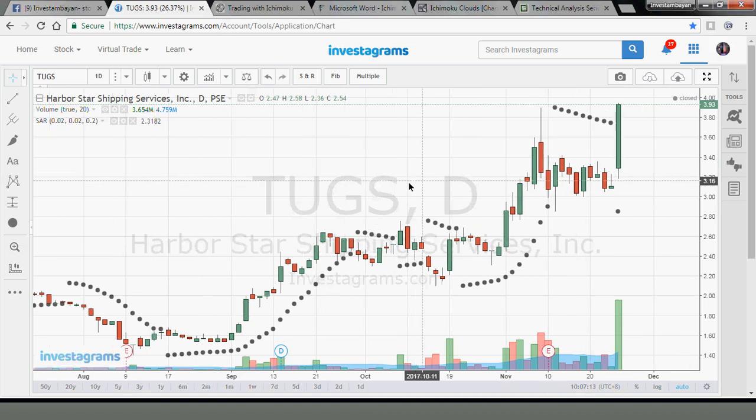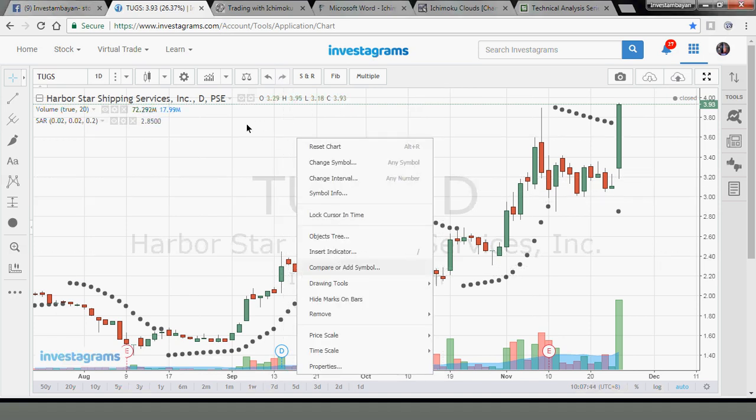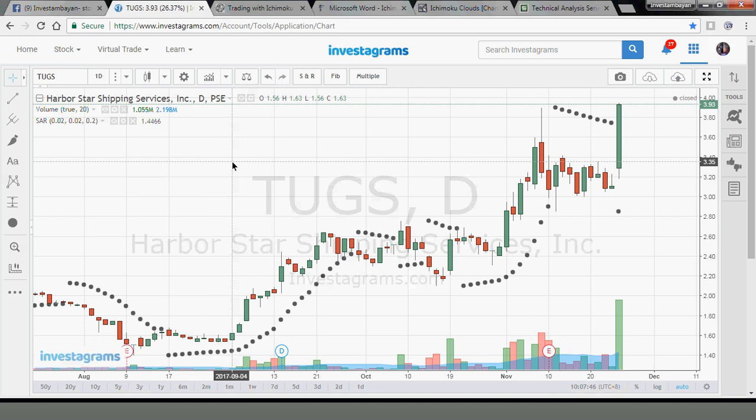Alright, so paano natin gagamitin yung parabolic SAR? Parabolic SAR, I also like this because of the trailing stuff on this. SAR meaning parabolic stop and reverse. Because it will give you indication kung hanggang kailan ka mag-hold for that particular position. So makikita natin dito for parabolic, it's easy. Right click, insert indicator, parabolic SAR.